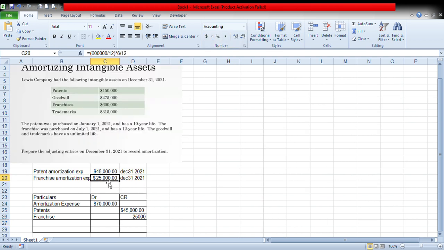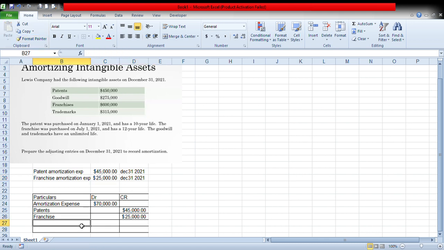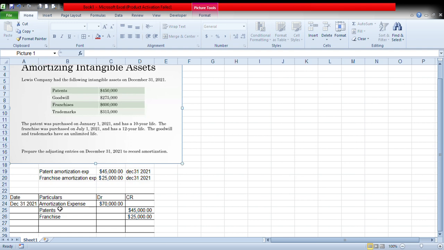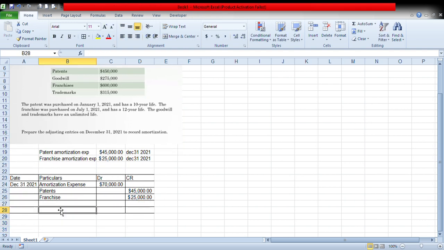So that's how you do this. Understand, ladies and gentlemen? The date is December 31st, 2021. So this is the way you can calculate and record the amortization for the patent for the next 10 years and the franchise for the next 12 years. Understand? So that's how you calculate.